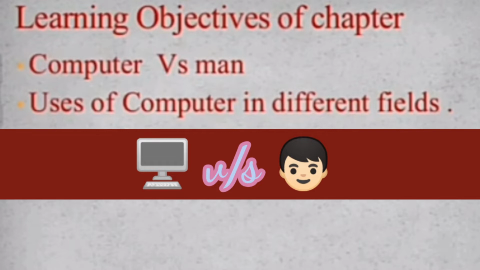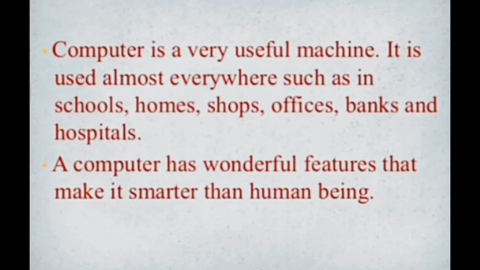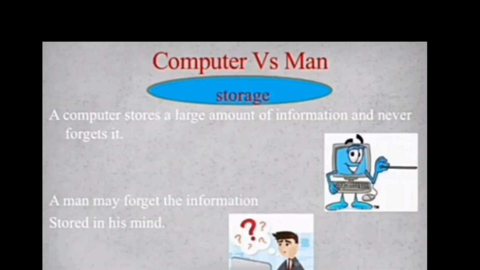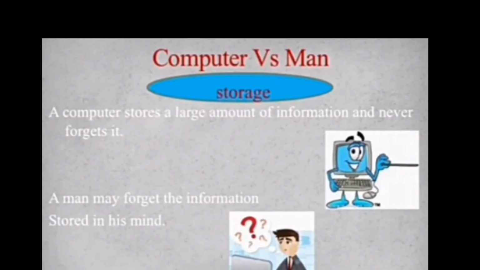First we are going to discuss computer versus man. So let's talk something about computer first. Computer is a very useful machine. We are using computers in almost every field, like schools, homes, shops, offices, banks and hospitals, everywhere. A computer has many wonderful features that make it smarter than a human being. So we are going to discuss those features of computer.